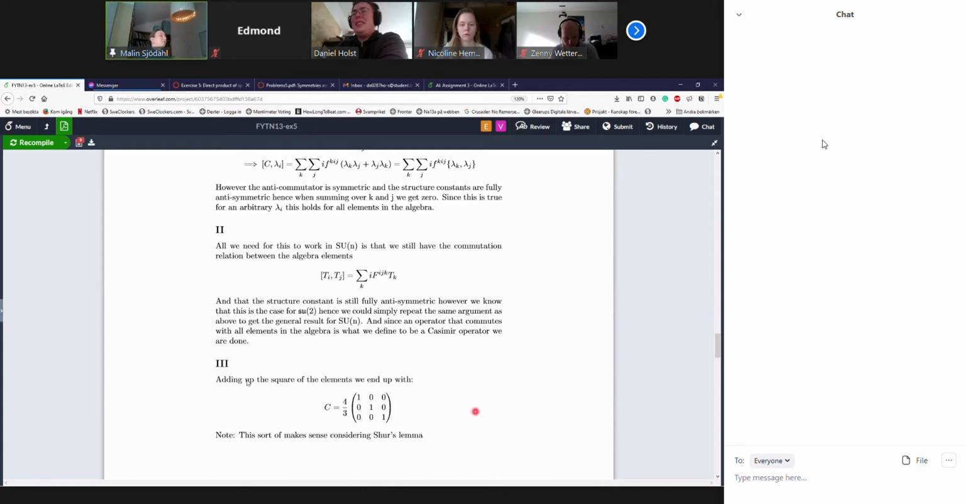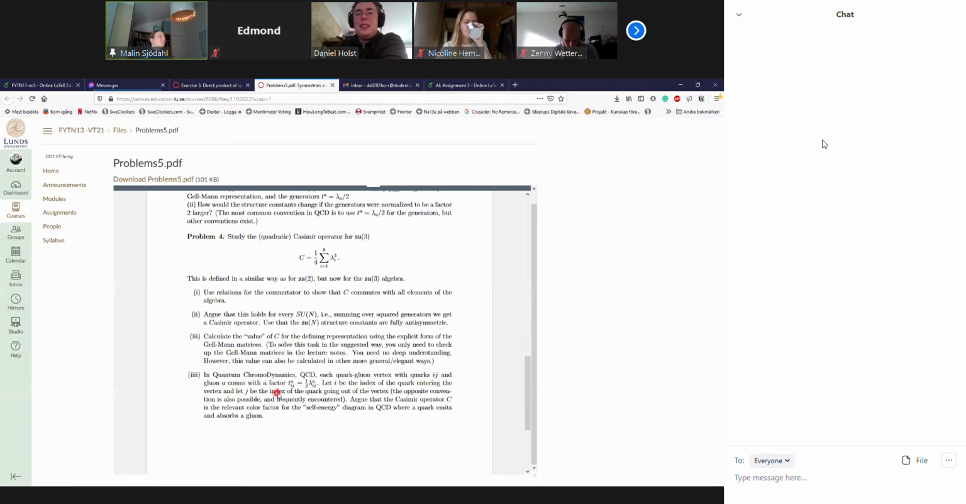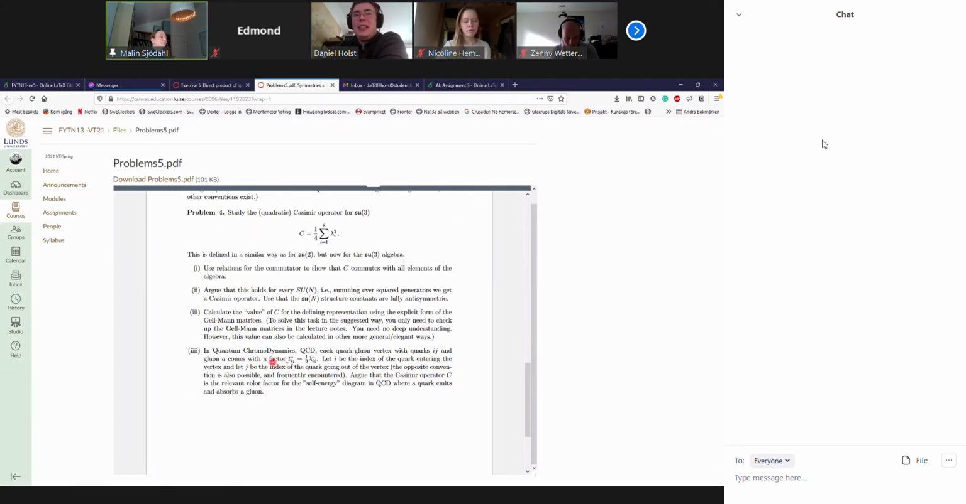Yeah, perfect. Okay, so let's just state the problem first. We're given the fact that we can interpret these Tij terms as a quark with index i entering some vertex, and then a quark with index j exiting the same vertex, interacting with some gluon A. And then we're supposed to argue that this Casimir operator is, as you said, the relevant color factor for the self-energy diagram in quantum chromodynamics, where a quark emits and absorbs a gluon.